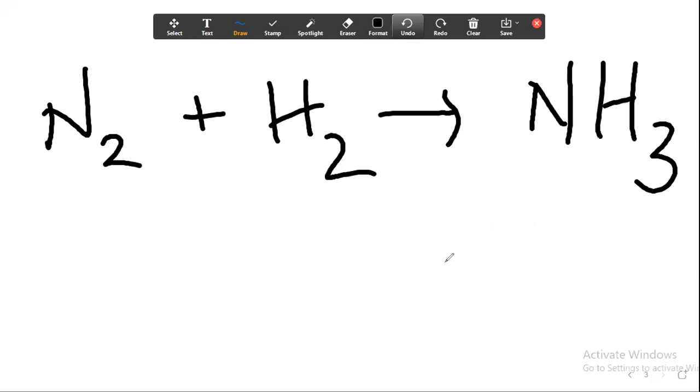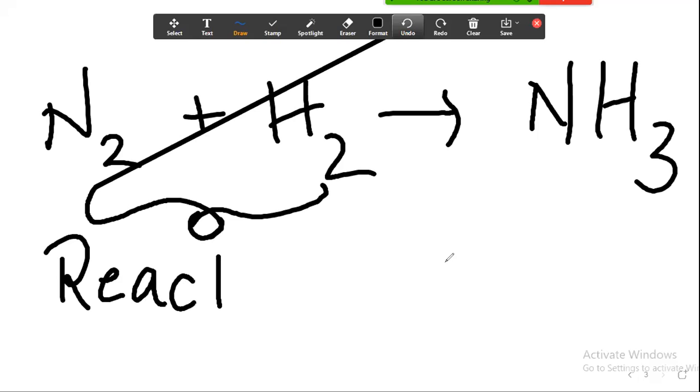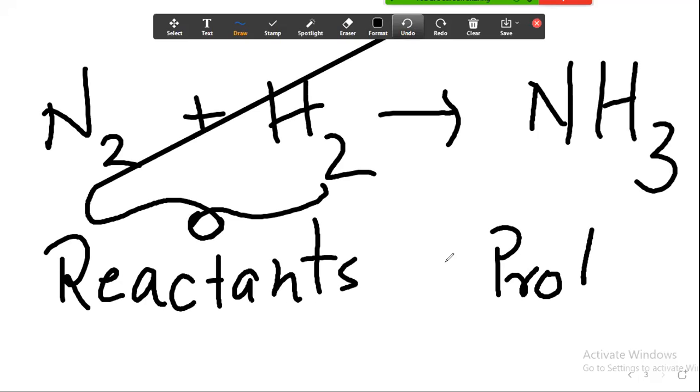Now as you can see in this reaction also, we have discussed this one. The atoms, elements, or compounds on the left hand side are called reactants. And whatever is on the right hand side is called the product, or products, right?